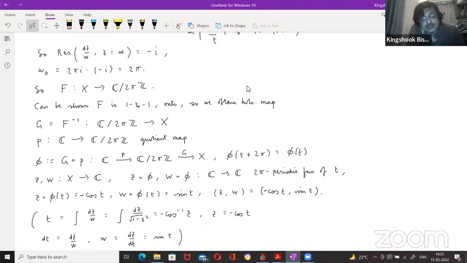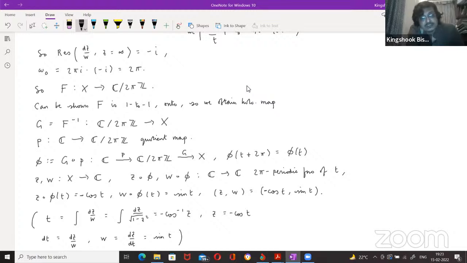And then I compose it with this map G, which is the inverse of this integral F from C modulo 2 pi z to x. So I look at this composition, G composed with P, I call that phi. So that goes from C to C modulo 2 pi z to x. So notice that since it factors through the quotient map, phi of t plus 2 pi is equal to phi of t, because the quotient map sends t and t plus 2 pi to the same point here in the quotient.